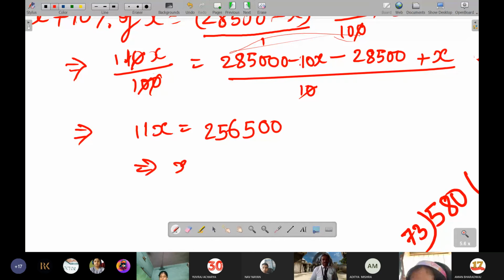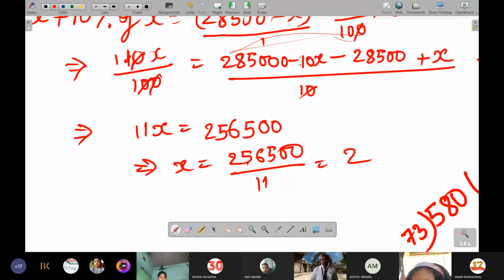So you can say x is equal to 256,500 by 11. 11 2 is 22, 3 and 6, 33, 36. So 11 3 is 33, 3 and 5, 35 it will become. So 11 3 is 33 again, 2 by 11. Okay. In this way rupees X comes.